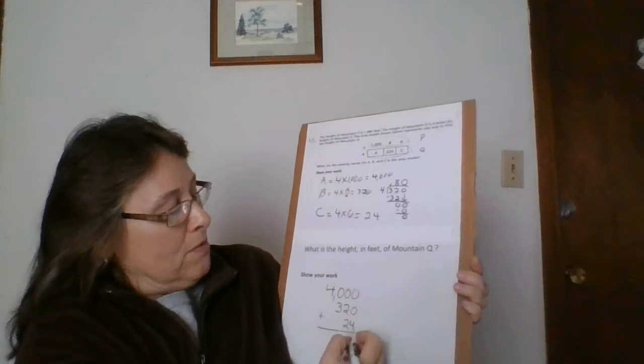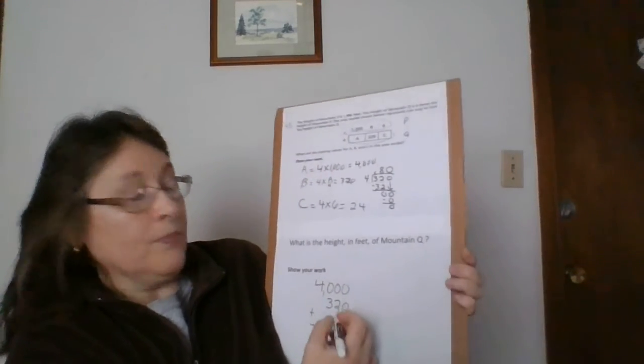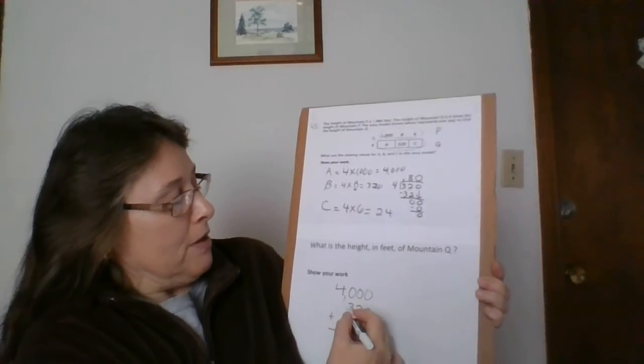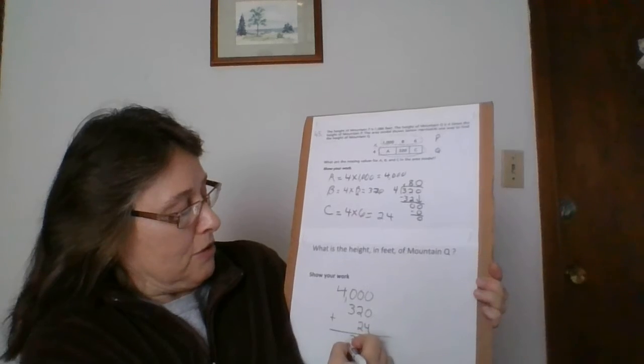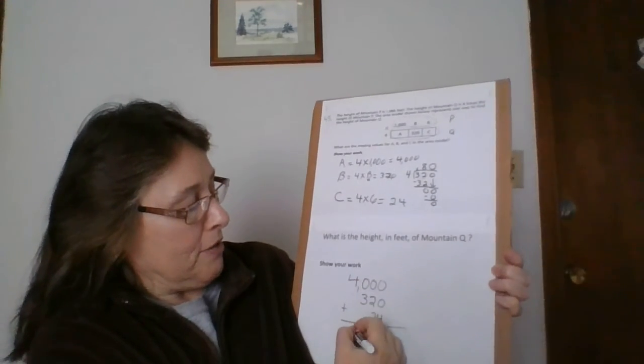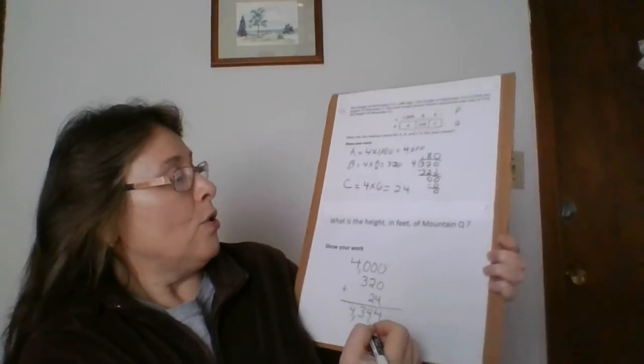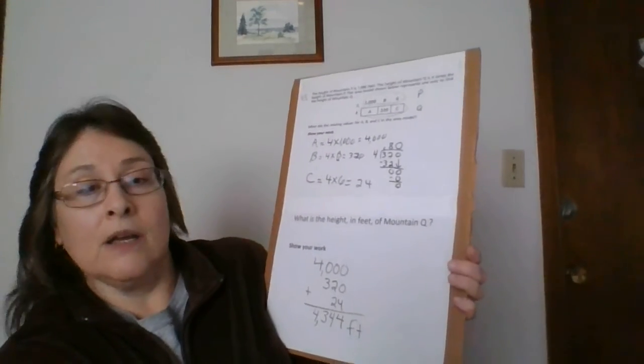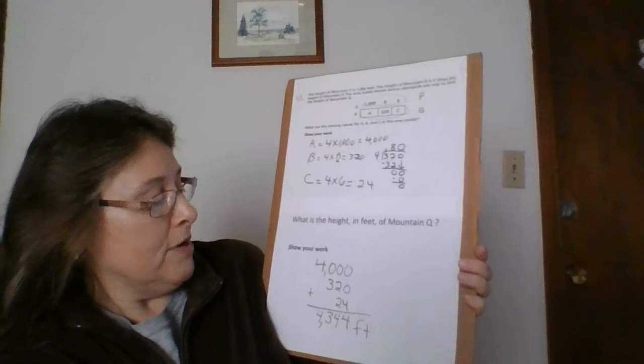4 plus 0, 4. 2 plus 2 is 4. 3 plus 0 is 3. And 4 plus nothing is 4. So my height of mountain Q in feet was 4,344.